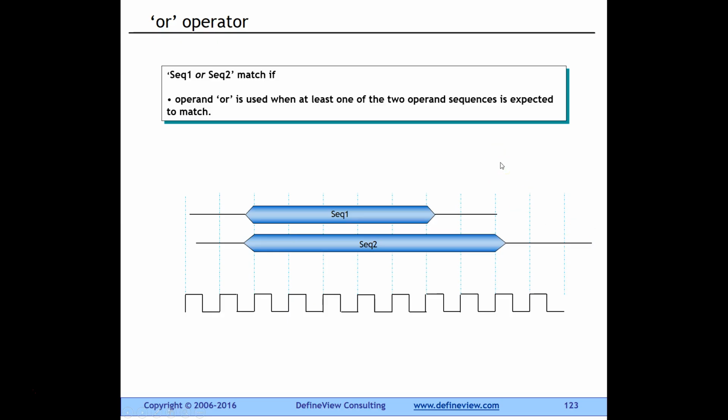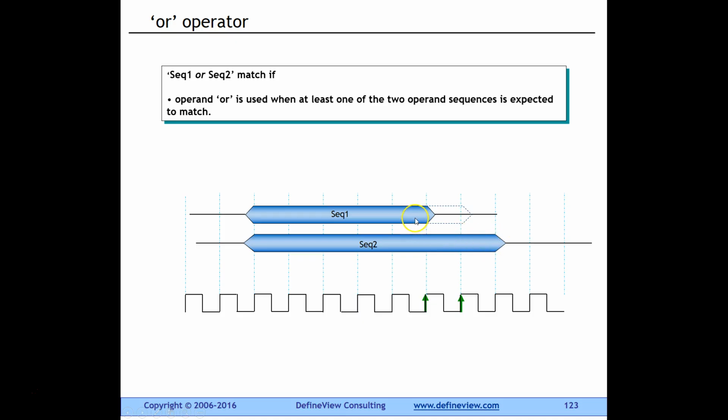Then there is the OR operator. As the name suggests, if either of the two sequences matches or is true, then the OR operator will pass. So here you have sequence 1 and sequence 2. If sequence 1 matches, then right there the property will pass and complete and will not care for sequence 2. And the reason I'm showing this is sequence 1 is shorter than sequence 2. So if sequence 1 ends here, again the property will pass at this clock and it will not continue to check for sequence 2.